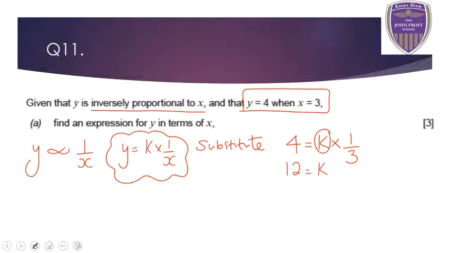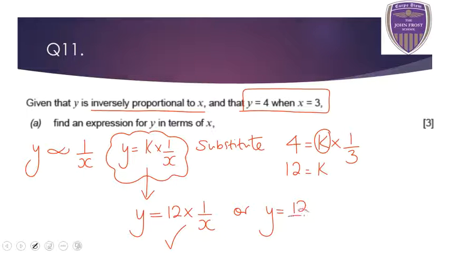So if k is equal to 12, find an expression for y in terms of x, go back to this equation. So y is equal to 12 times 1 over x, which is a good answer. Or you can write it as y equal to 12 over x, whichever one you prefer.